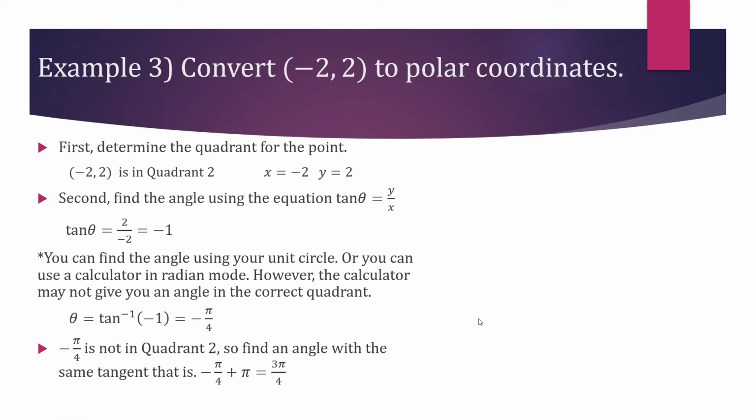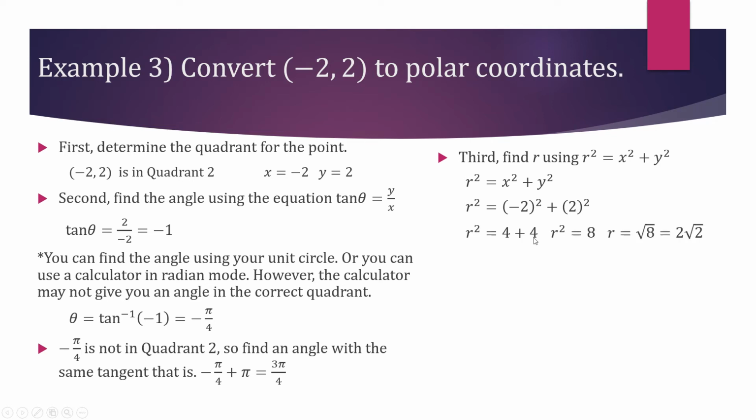We also need to find our r. To do that, we use our equation r squared equals x squared plus y squared. So plug in -2 for the x, +2 for the y. -2 squared gives us +4. +2 squared is also +4. And 4 plus 4 gives us 8. So if r squared equals 8, then r equals the square root of 8. And if you simplify square root of 8, that is the same as 2 root 2. Please simplify your radicals if you can. So our polar coordinates are (2 square root 2, 3pi/4).